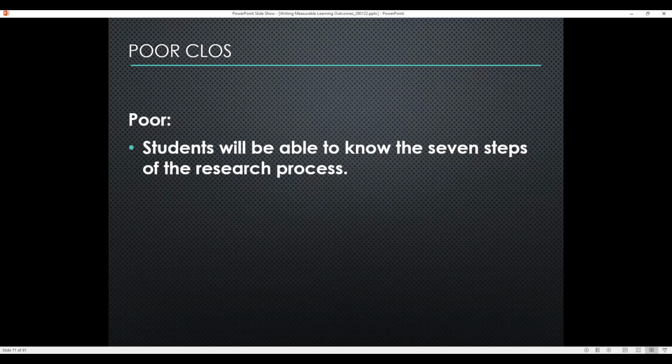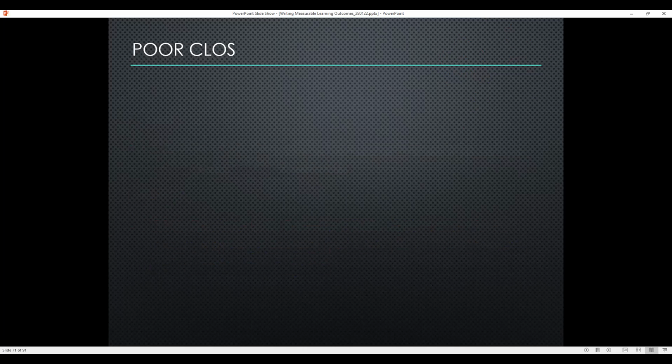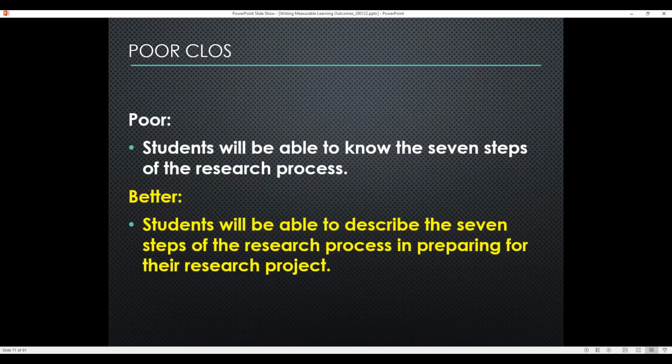Yeah, if you are talking about the lower level, we will state, or a little bit higher, we'll be able to explain. And if you go a bit higher, we'll be able to apply. So it depends on which level you want to go. Here it says to describe. All right.